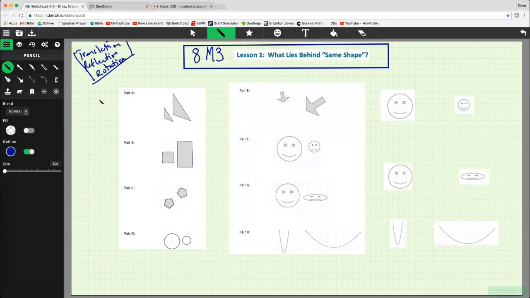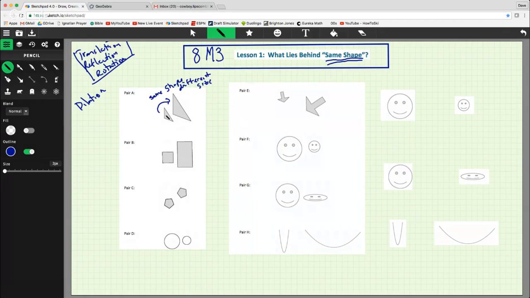But now we're going to add one more in, which is called a dilation, and this has to do with things that are the same shape but can be different sizes. So let's just talk about this. Let's look here at pair A. We can get the sense that if we look at this smaller object and we go to the bigger object, that these are indeed the same shape, right? You see that those are the same shape, but different size.